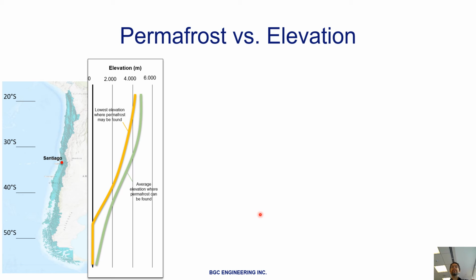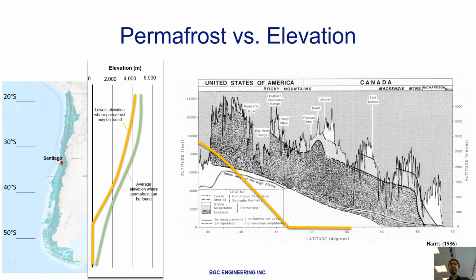We can also have a look at how elevation impacts permafrost. And here is a very simple graph with the lowest elevation where permafrost may be found. You can again look at that from north to south. I also have added the average elevation of the permafrost zonation, and that's really driven by the topography. But interestingly, we can compare that to some northern plots, for example, from Harris presented in 1986. And what seems to be the case in South America is that the elevation drops quicker. In other words, we're getting to permafrost at lower elevations, at latitudes where in the northern latitudes we would not have permafrost, compared to the southern latitude where we may still have permafrost.